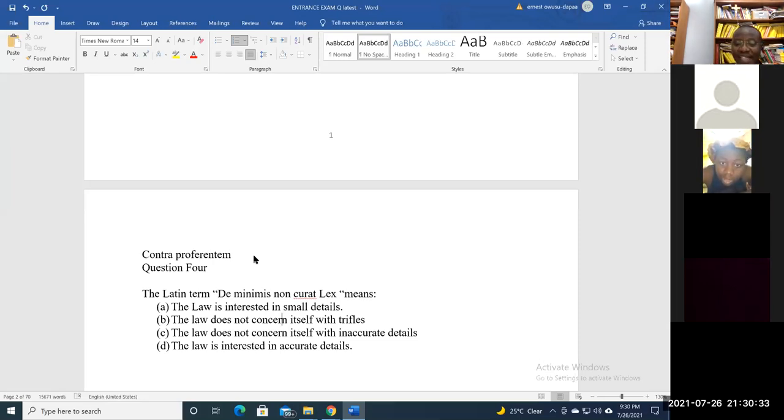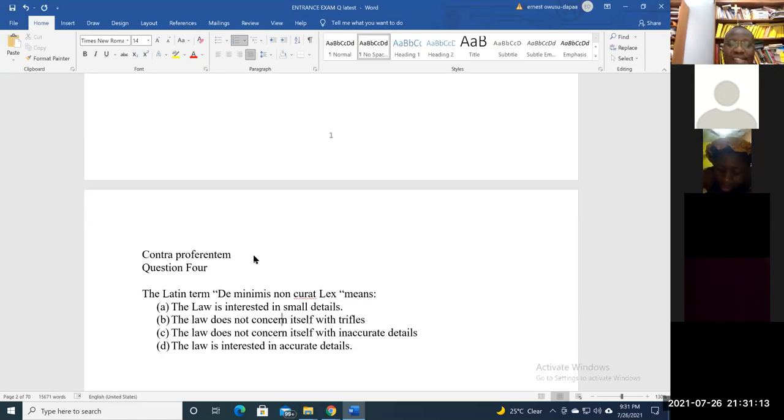C, the law does not concern itself with inaccurate details. No. D, the law is interested in accurate details. That is not the meaning of de minimis, because as soon as we see the non, it's supposed to be a negative. So A and D are both positive statements, and for that matter they are ruled out. A, the law is interested in small details, is no. And D, the law is interested in accurate details, is also no, because it's a positive statement.